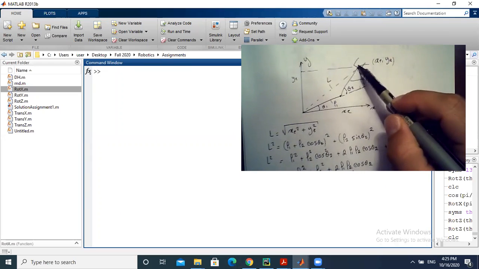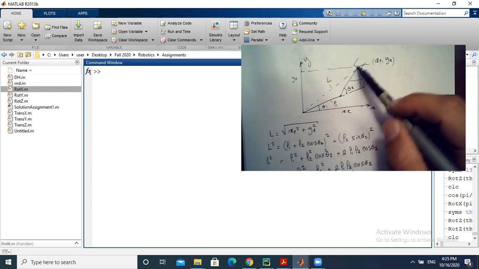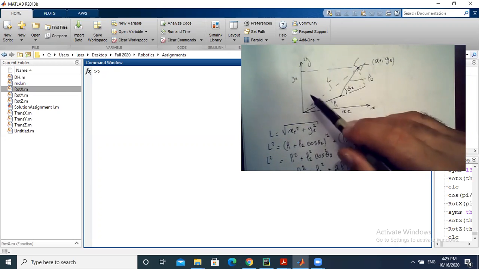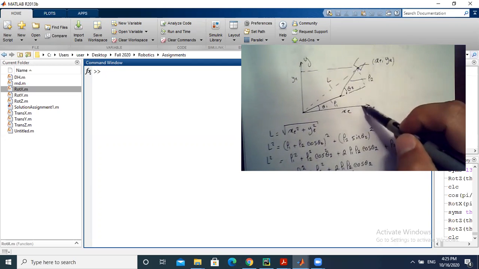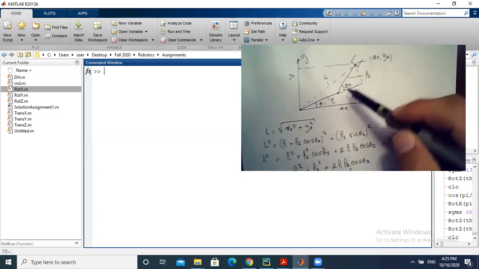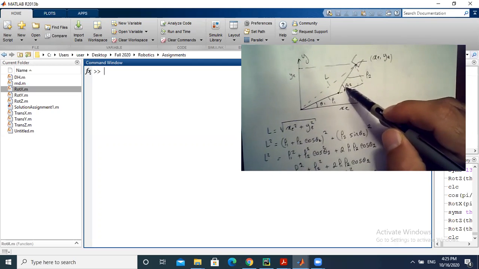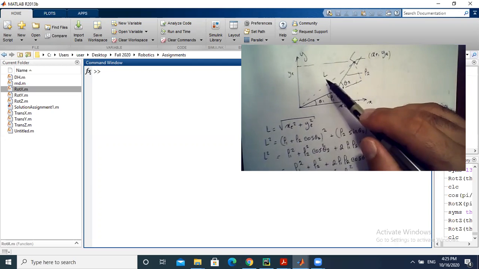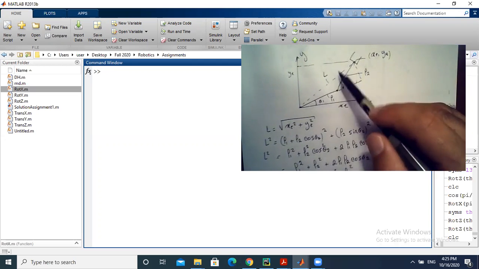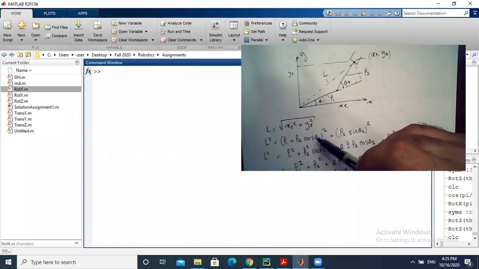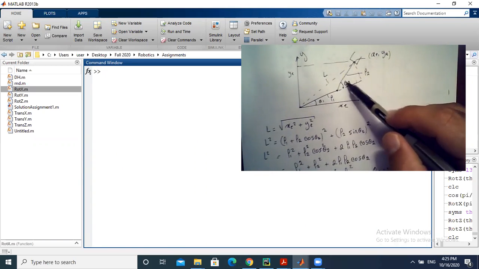The first thing that you want to do is look into this virtual length L, and we know L is equal to the square root of xe squared plus ye squared, because this is the x coordinate of the end effector, and this is the y coordinate. Then I can find theta 2 before finding theta 1. The way I can do that is to look into this right triangle. L squared is also equal to (L1 plus L2 cosine theta 2) squared plus (L2 sine theta 2) squared.